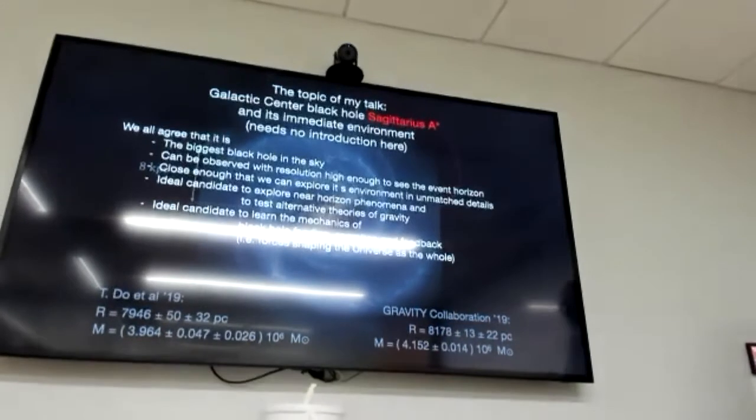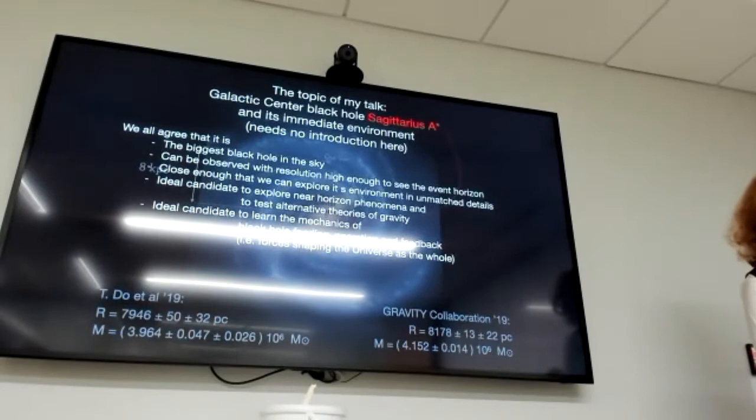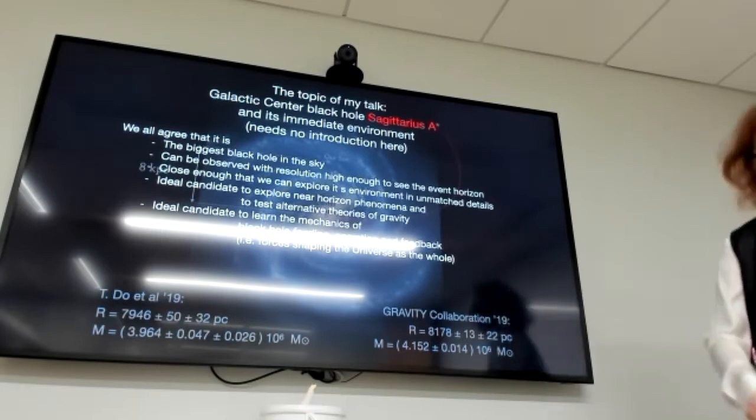It's also an ideal candidate to explore new horizon phenomena and test beyond-general-relativity theories. It's an ideal candidate from the point of view of astrophysics to study the mechanics of black hole accretion, feedback, feeding, etc. Essentially the forces shaping the universe itself through the cosmic times.